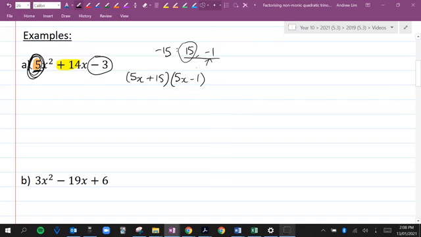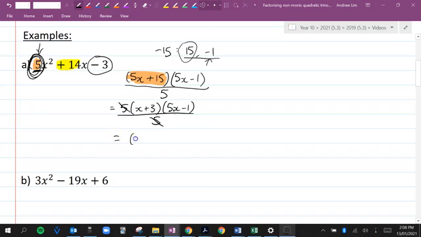However, once I've done that, I need to put all of that over 5, the very first number, the coefficient of x squared. From here, I can see that I can factorize the 5 out from this one. If I factorize out a 5 from that, I'm left with x plus 3. And I still have my 5x minus 1, all over 5. The 5s cancel each other out, and so my final answer is just x plus 3 times 5x minus 1.